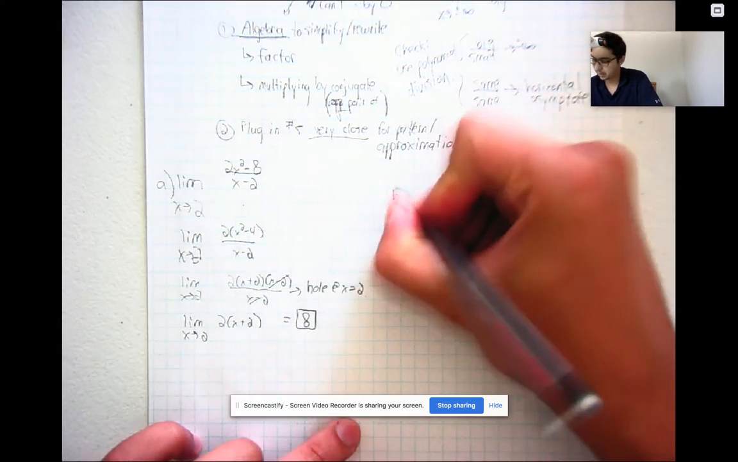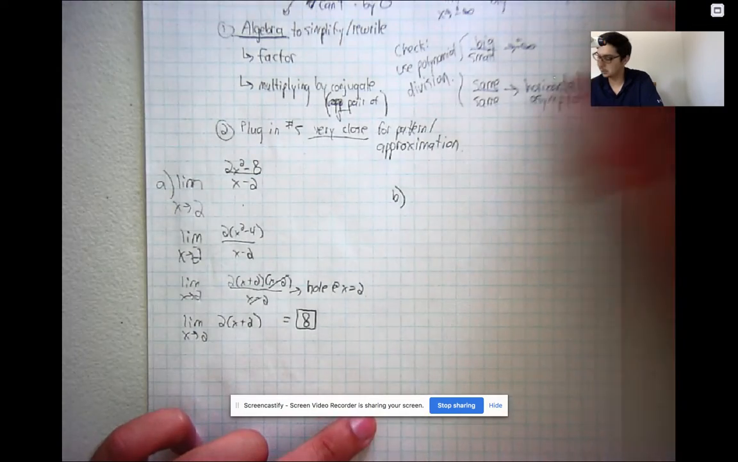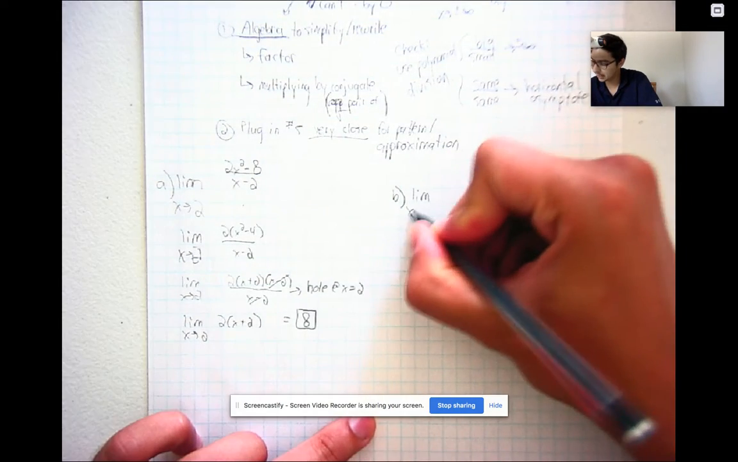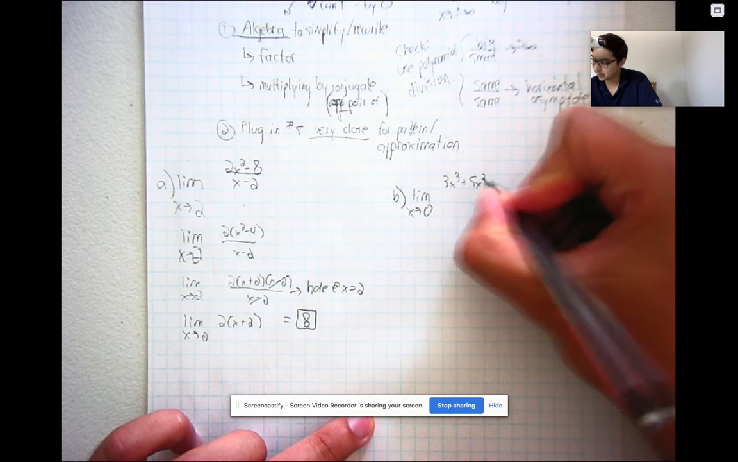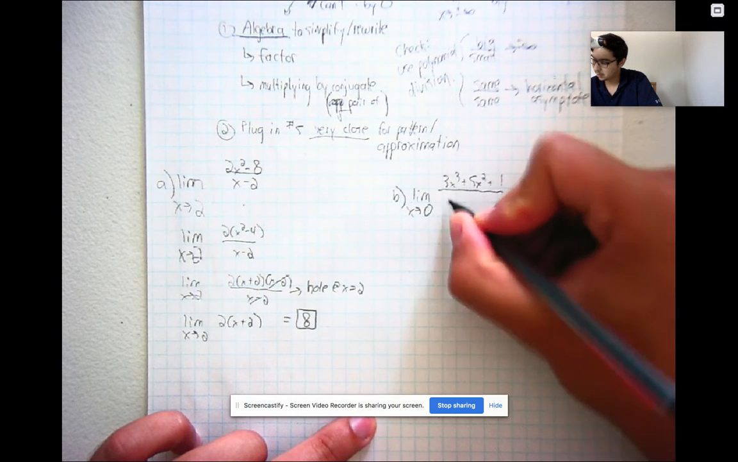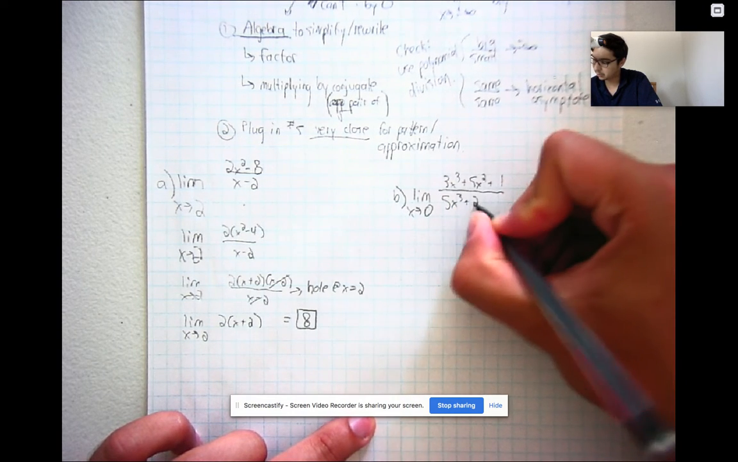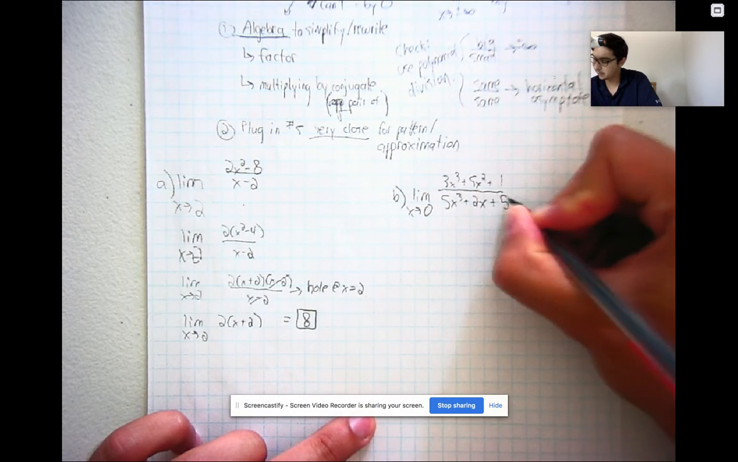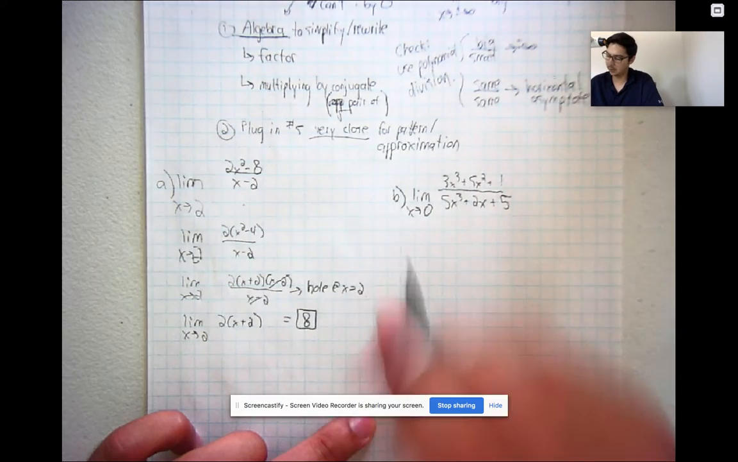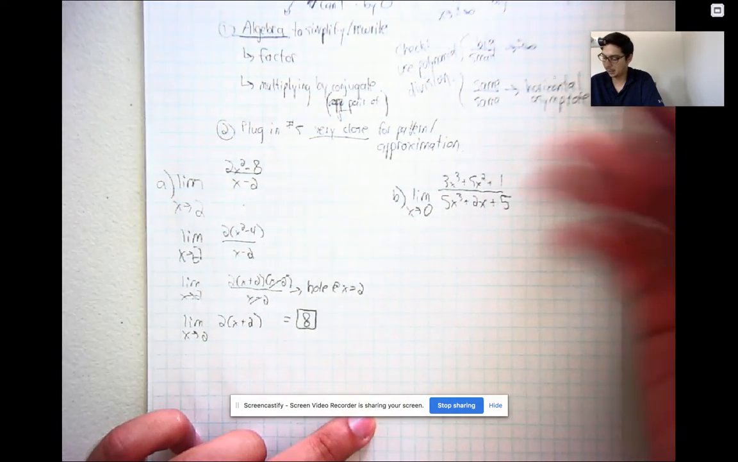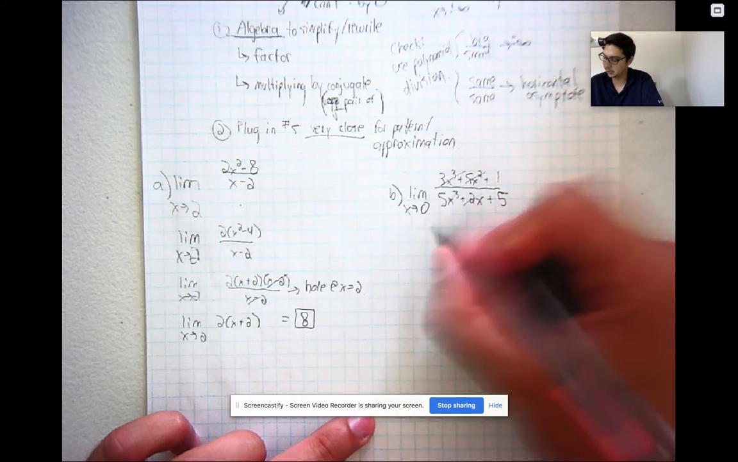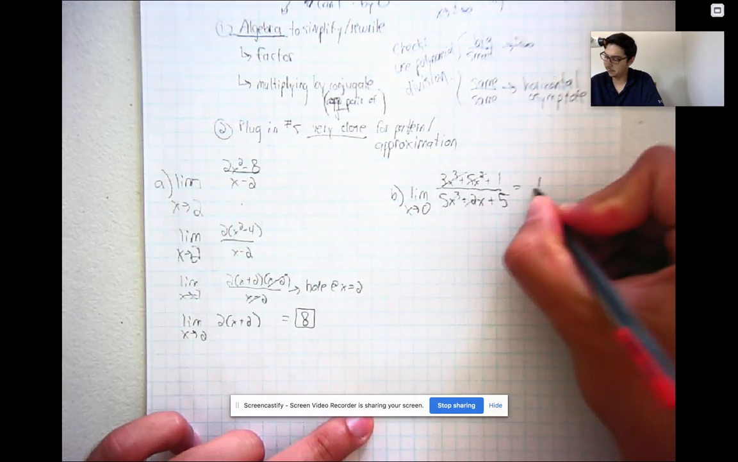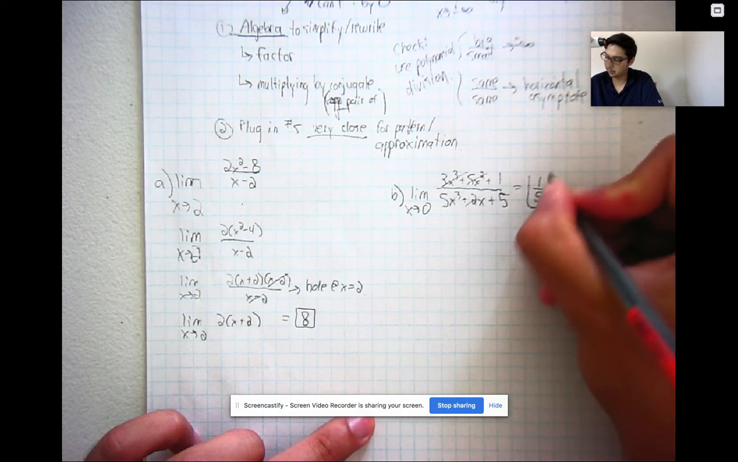Example B. Let's do the limit as x approaches 0 of 3x to the third plus 5x squared plus 1 over 5x to the third plus 2x plus 5. Notice here, if I plug in 0, it's going to be nice, because those will go away, and you're just left with 1/5. So that one's a pretty quick one.